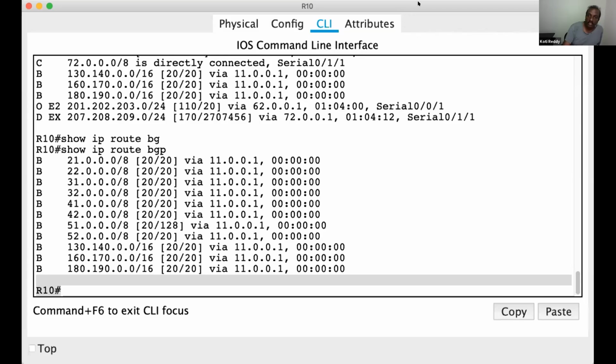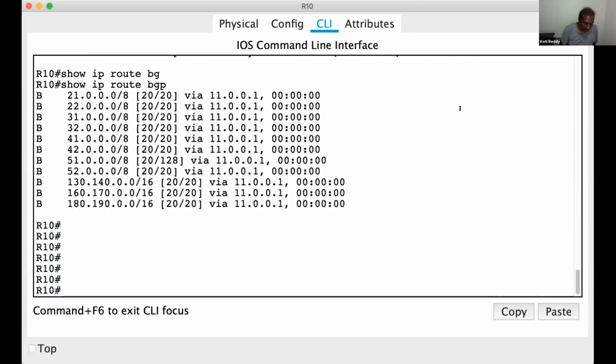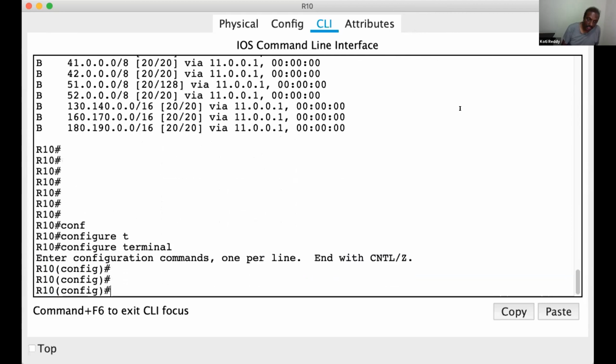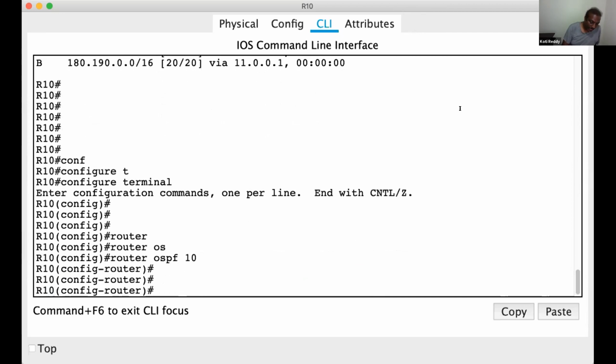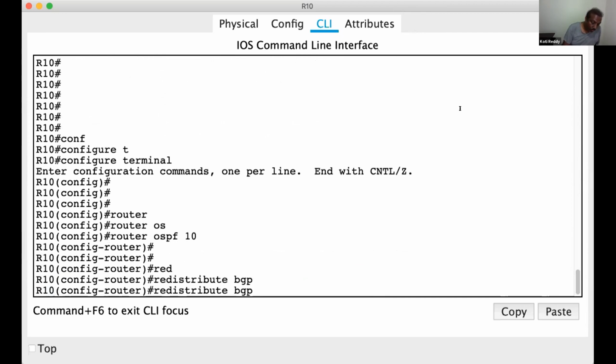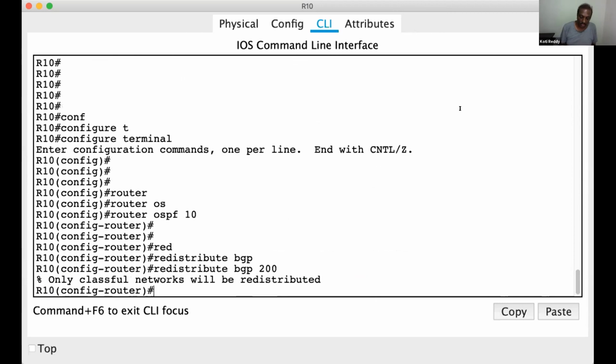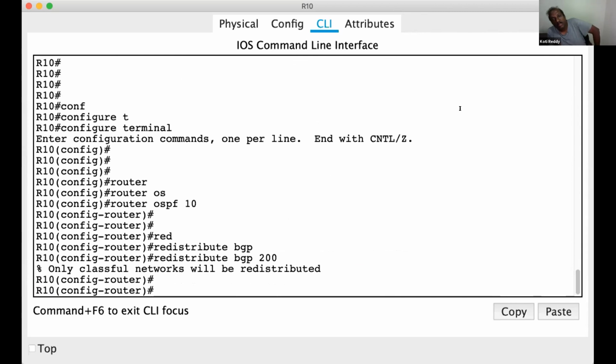So what do I do in R10 now? In R10, I say configure terminal, router OSPF 10, redistribute the BGP 200 routes. Because on R10, BGP 200 only is enabled. So I'm asking OSPF to take BGP routes into it. I say enter. Into OSPF, there's no need for mentioning metrics, so I just simply use this particular command: router OSPF 10, redistribute BGP 200 routes into OSPF.